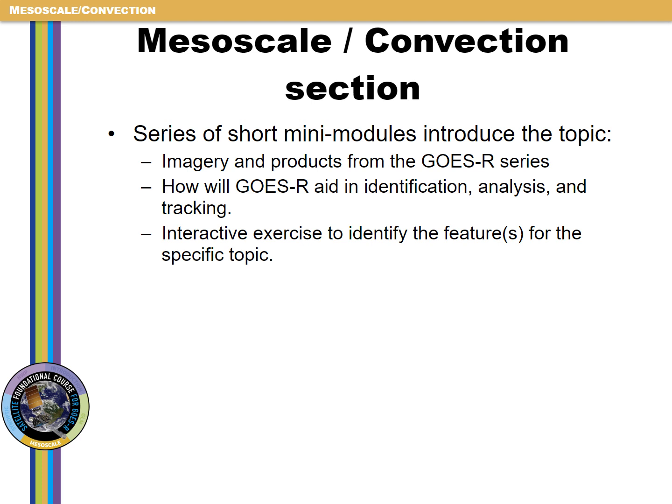The mesoscale/convection section of this course is structured in the following way. First, a series of short mini-modules will introduce each topic. The mini-modules will make use of imagery from the GOES-R series. Each mini-module will discuss how GOES-R aids in the identification, analysis, and tracking for each topic. The mini-module will include a brief interactive exercise to identify the features for the specific topic.